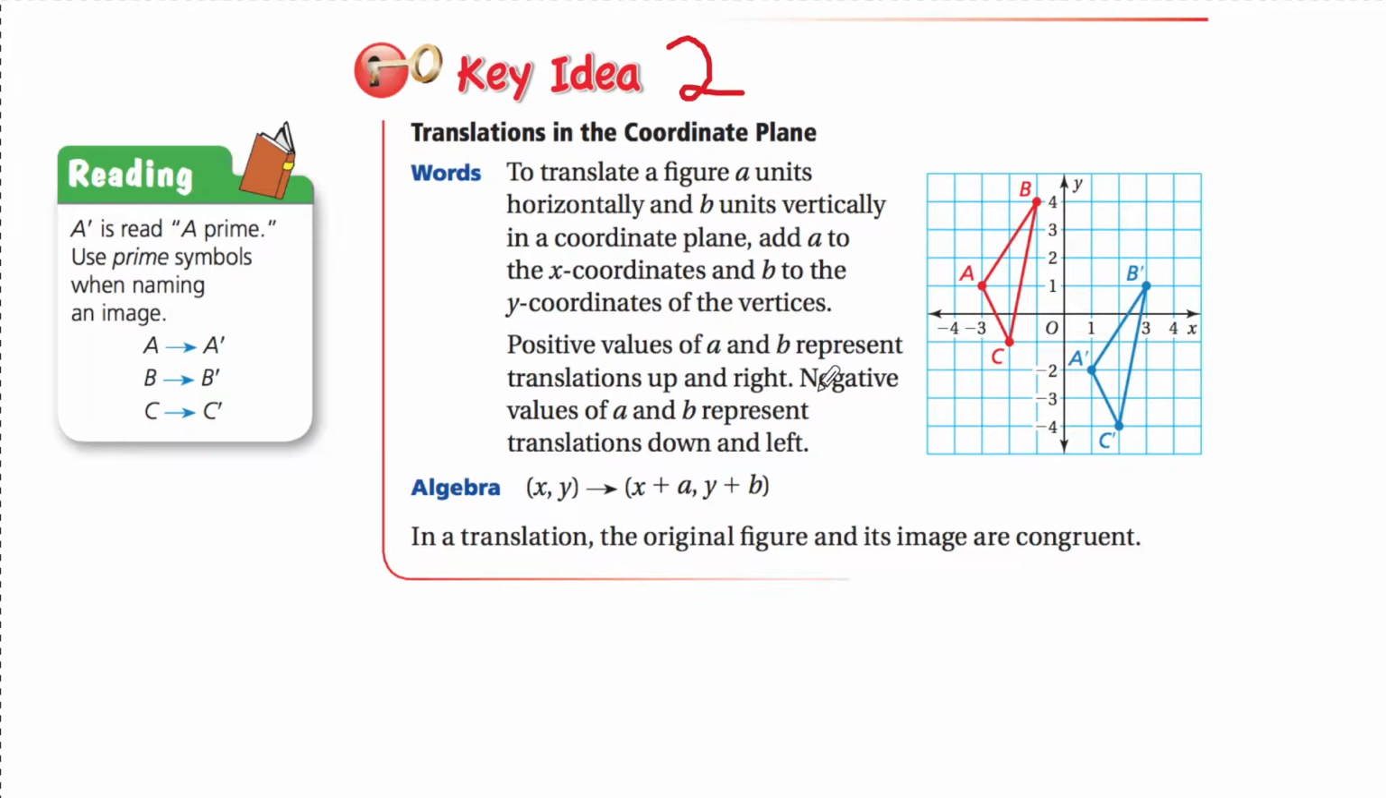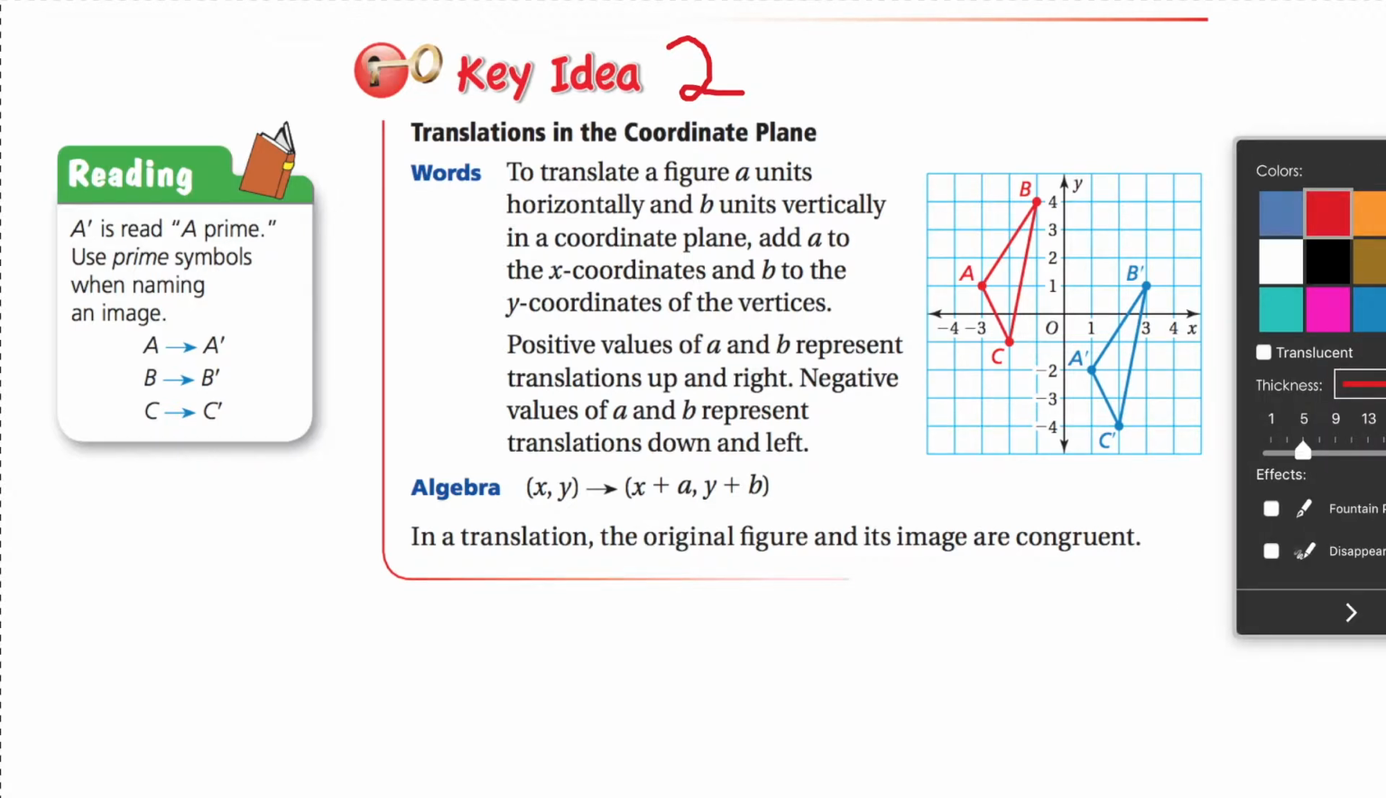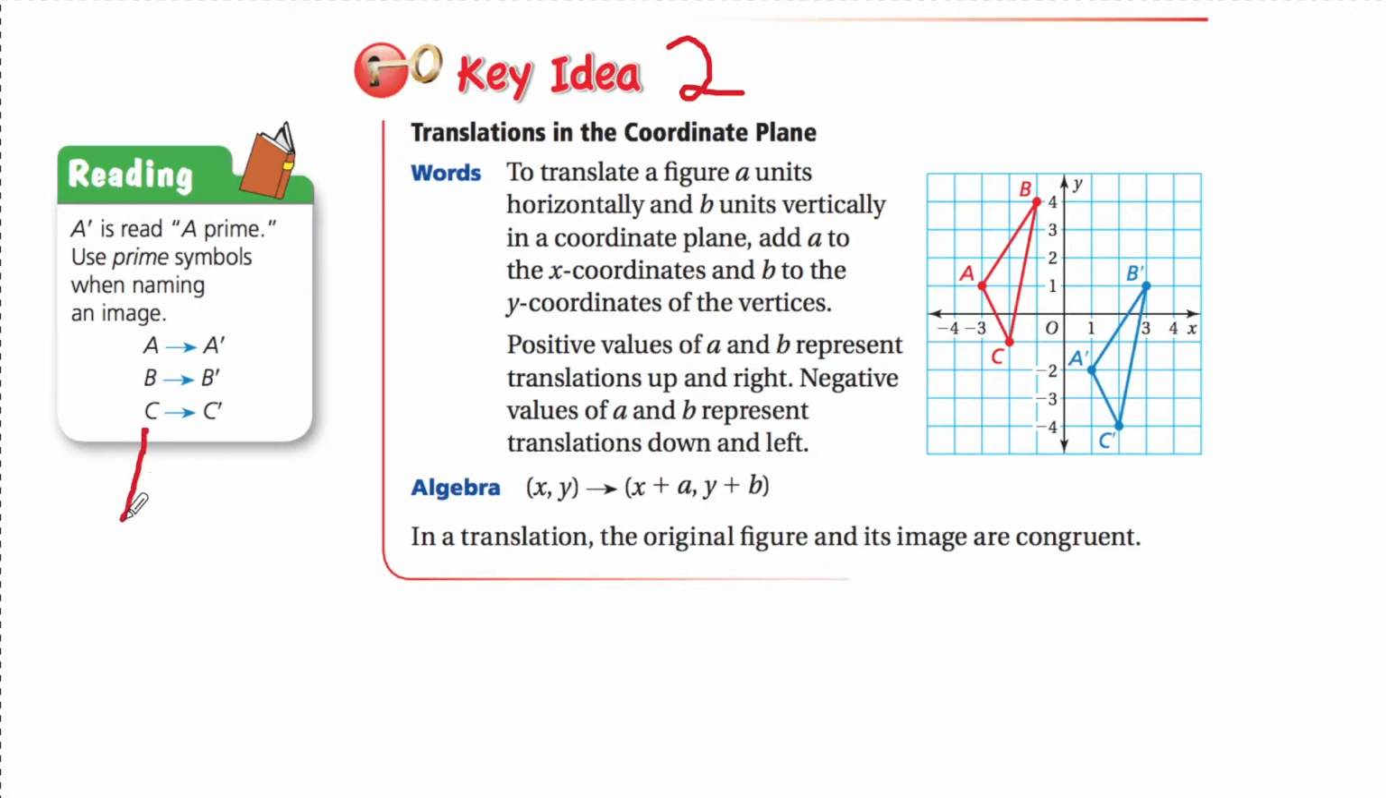Alright, so let's get to our second key idea of the day. Before we start our key idea, I want to talk about reading our notation. So A, with this little tick mark, is read A prime. We use the prime symbols when naming an image. Alright, so if we start with ABC, let me do that one in red for you, just so we match the picture over here. If we start with ABC, that will be our pre-image. And then if it has the prime symbols, that's part of our image.